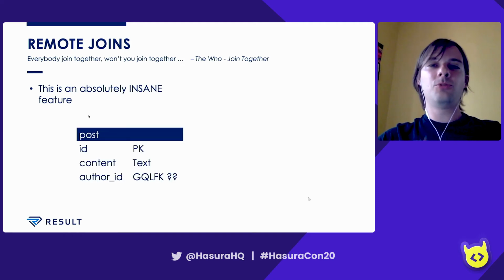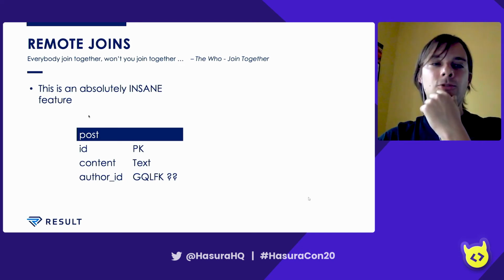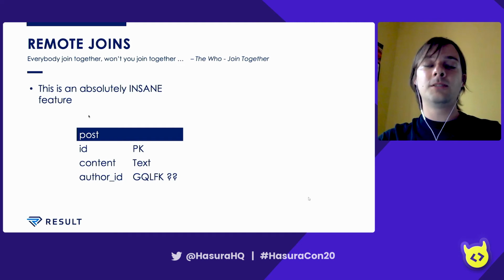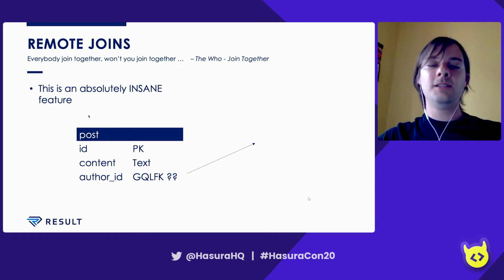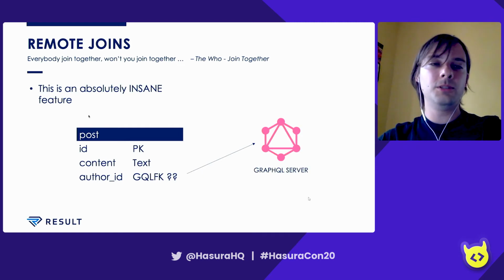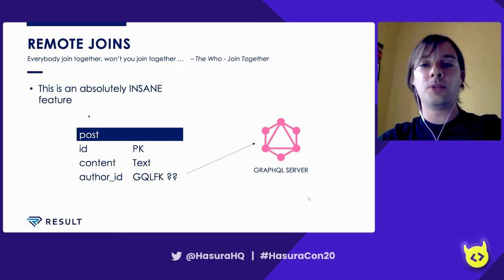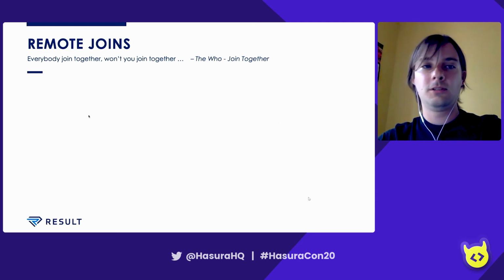So imagine our post table we created. We have that ID, which is the primary key, and the content, which is the text. And then we have the author ID, which is basically a character regarding the terms of the database. But let's say that we call this a GraphQL foreign key. And this is basically what remote joins do for us. They offer us the ability to actually create a foreign key which references another GraphQL query on another server, and it can automatically join the data for us.